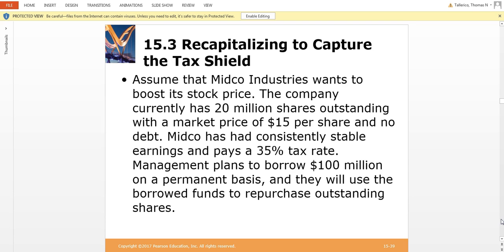Okay, so basically now we get into recapitalizing to capture the tax shield. Sometimes a company doesn't have it, and they want to recapitalize to get a tax shield. So they want to boost the stock price, and the company has 20 million shares outstanding. The market price is $15 a share, and they have no debt. They've had consistently stable earnings, and they have a 35% tax bracket. They want to borrow 100 million on a permanent basis, and they're going to repurchase outstanding shares with the money that they borrow.